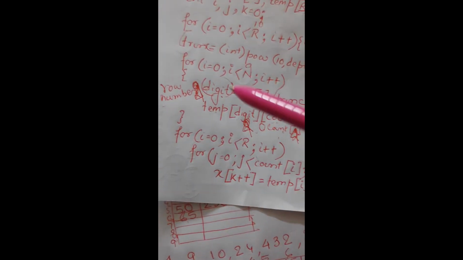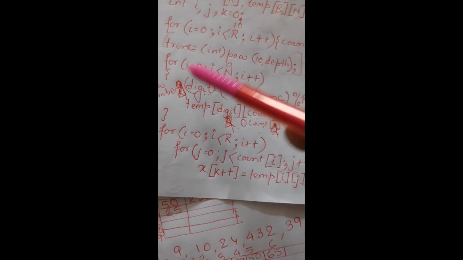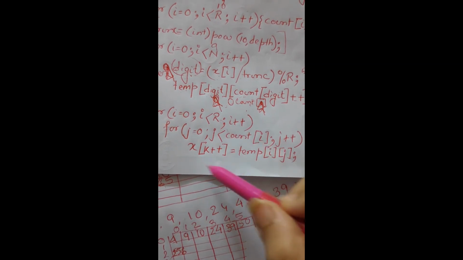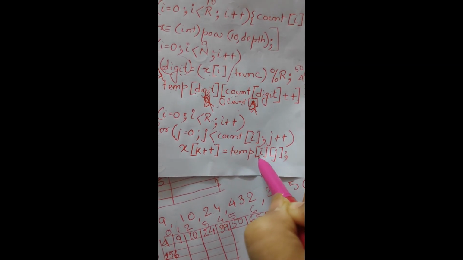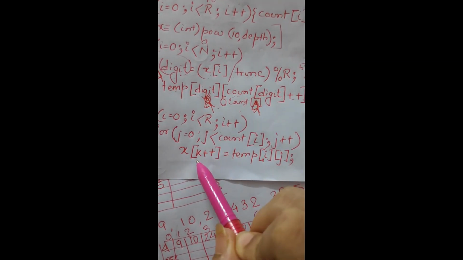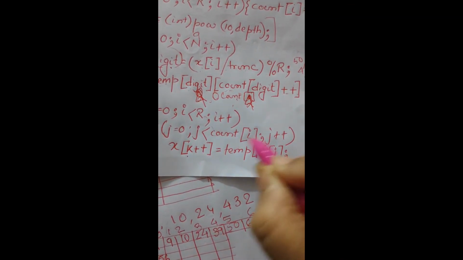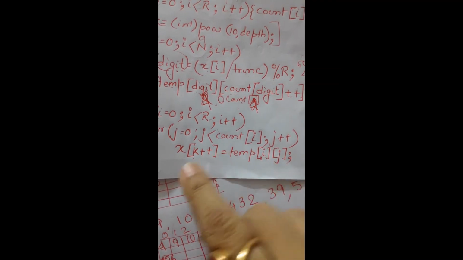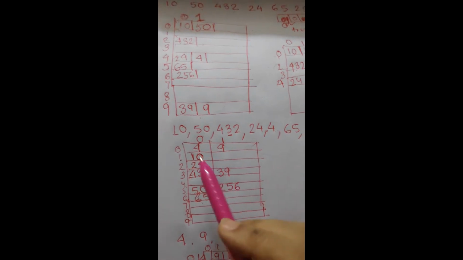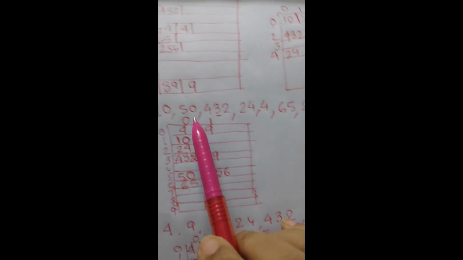Correct? So after the unit place depth, when all the numbers have been arranged in the two-dimensional array using this loop, after that this loop is used to reassign the numbers in the two-dimensional array to the array X. So all the numbers that are there in the two-dimensional array, one by one, row-wise, are getting put back into the array. So after the first iteration, we will get this list, right?